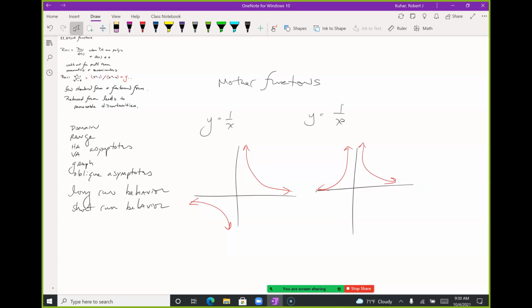You probably want to graph 1 over x squared, 1 over x cubed, 1 over x to the 4th, all in the same graph so you can see what's happening as you increase that power, right?